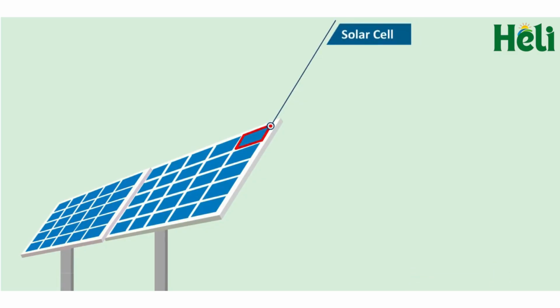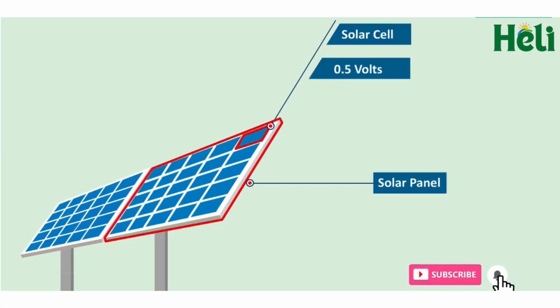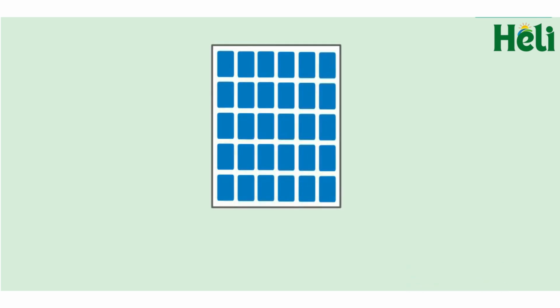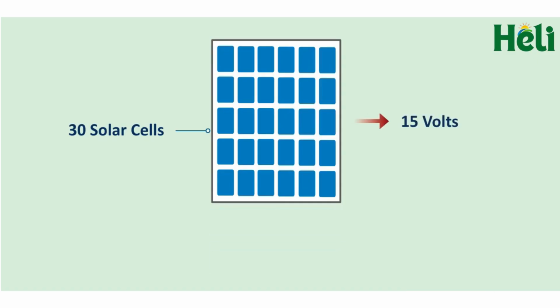A single solar cell has the capacity of producing about 0.5 volts of electricity. A solar panel or solar module is the combination of several solar cells connected in series to generate usable voltage. The solar panel voltage can be increased by increasing the number of solar cells. For example, 30 solar cells connected in series will produce an output of 15 volts.